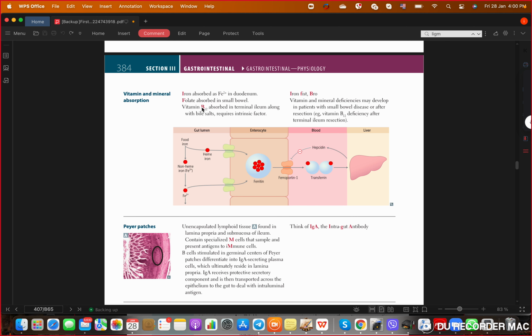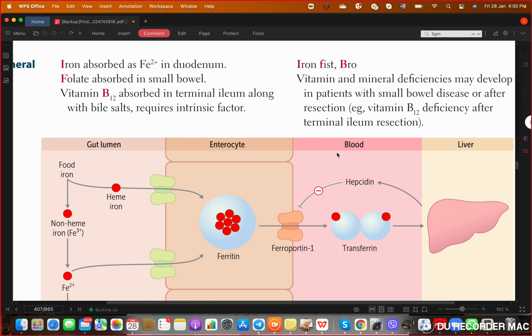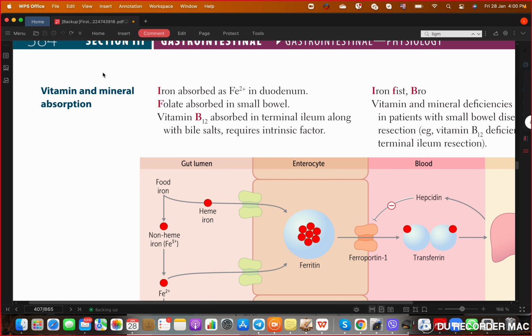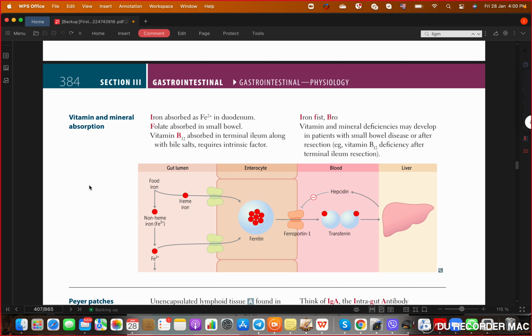So vitamins and mineral absorption. Let's start with iron. Iron is absorbed as Fe2+ in the duodenum. I want you to know that most of the iron we eat is Fe3+. For iron to be absorbed, it must be converted to Fe2+. What helps this to happen? The answer is vitamin C.